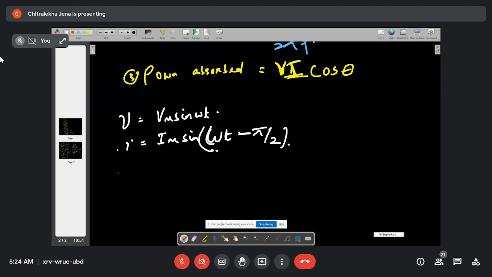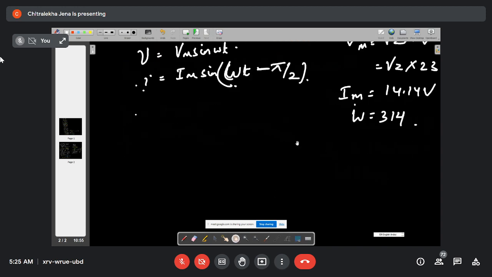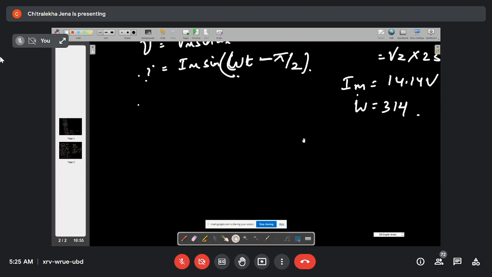V is equal to Vm sin omega t, I is equal to Im sin omega t minus pi by 2. What is your Vm? Vm is root 2 into V, that is root 2 into 230, that is 325.27. Im is how much? 14.14. Write this in equation form, and omega is equal to 314, since 2 pi into 50 gives omega 314.